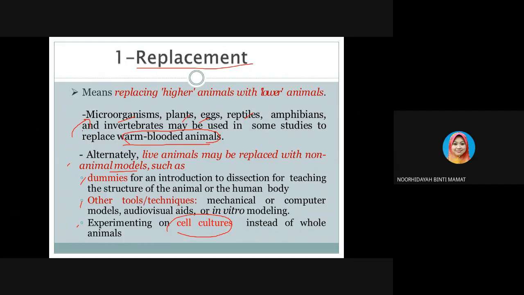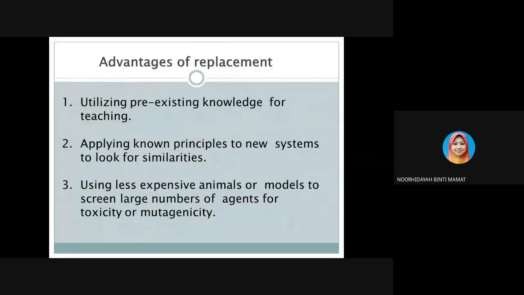First, you must remember, we replace the higher animals with lower animals, and we also replace live animals with non-animal models. The advantages of replacement: the first is utilizing pre-existing knowledge for teaching. The second advantage is applying known principles to new systems to look for similarities. And the third advantage of replacement is that we are using less expensive animals or models to screen large numbers of agents for toxicity or mutagenicity.